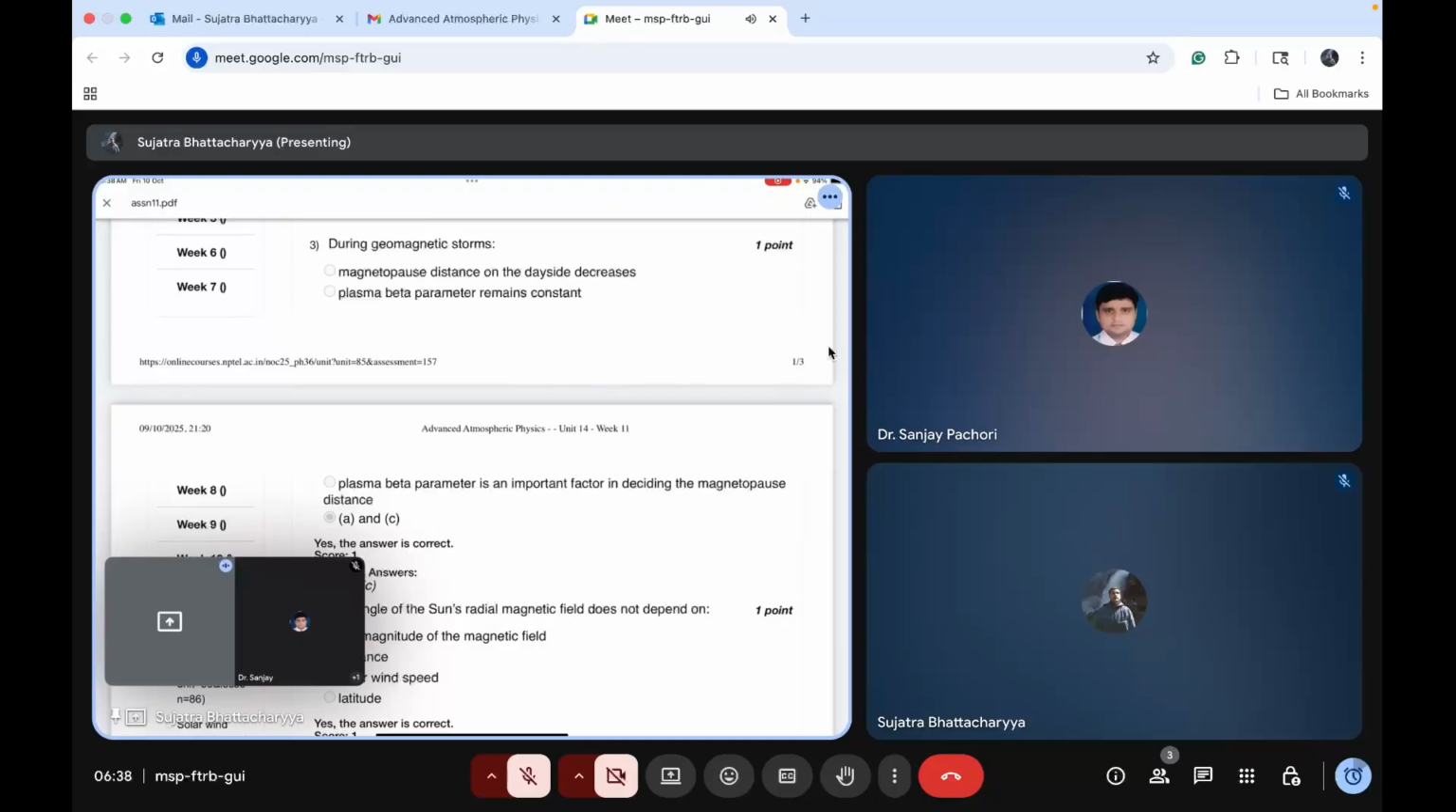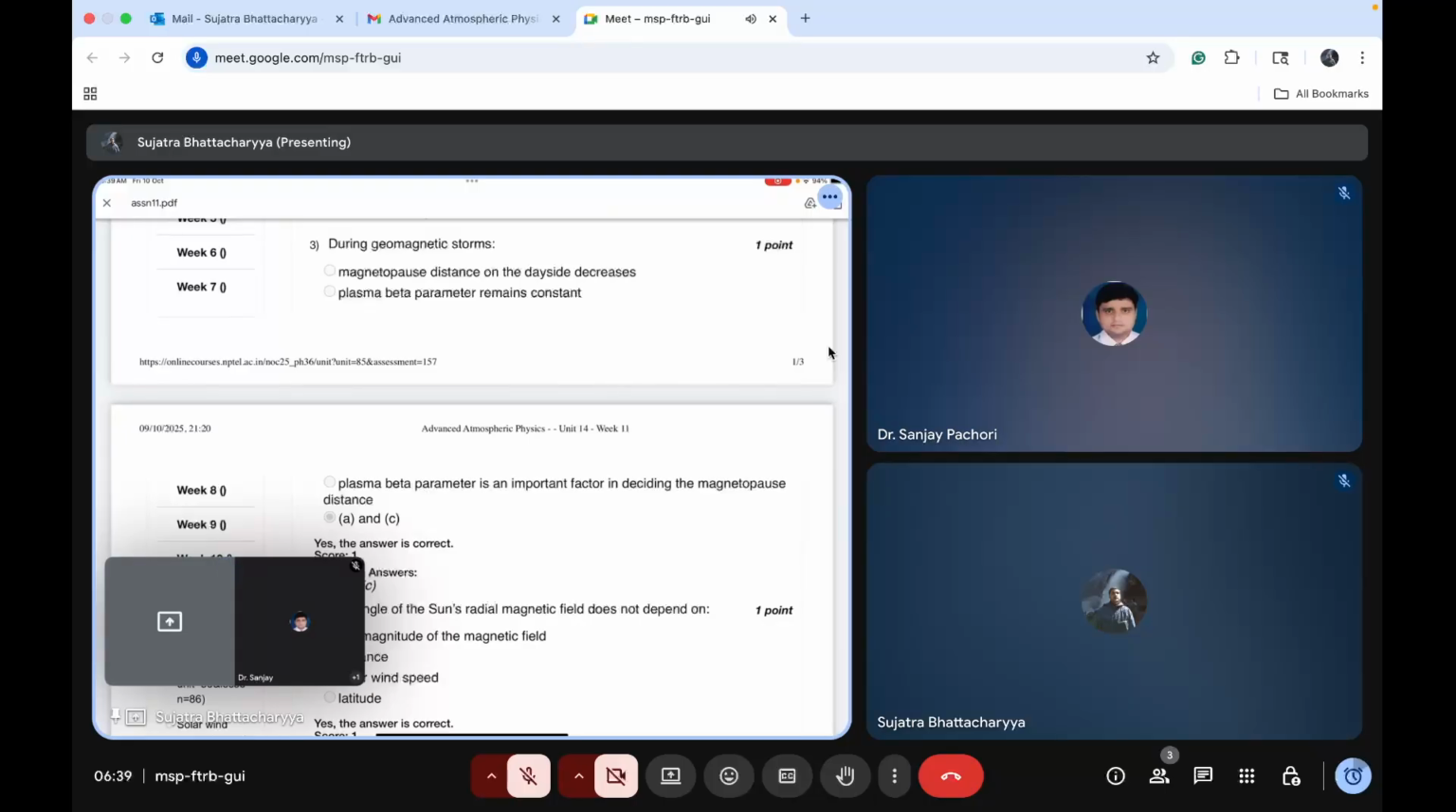We have seen in the last question how the magnetopause distance is calculated. In some way, it is the balance between the solar wind and the magnetopause, which happens when there is an intrinsic magnetic field. In case of an induced magnetic field, you have your ionopause. Whereas in case of an intrinsic magnetic field, we have seen the magnetopause distance. The plasma beta parameter is an important factor in deciding the magnetopause distance. So A and C are the correct options.